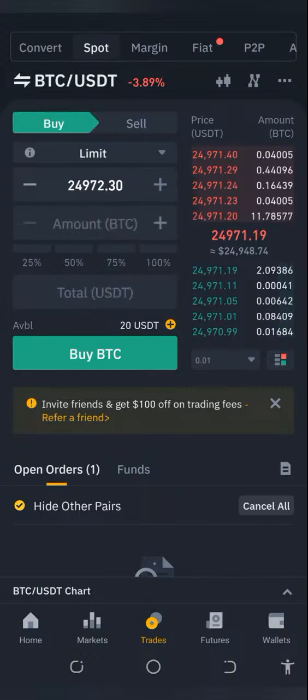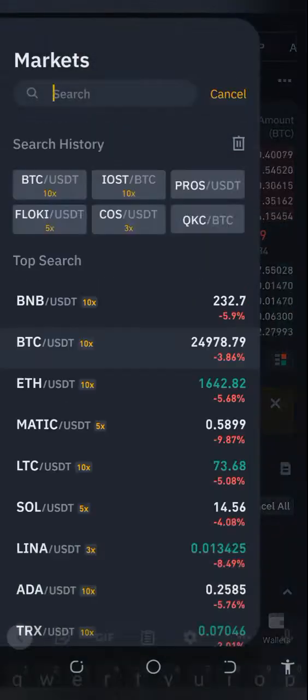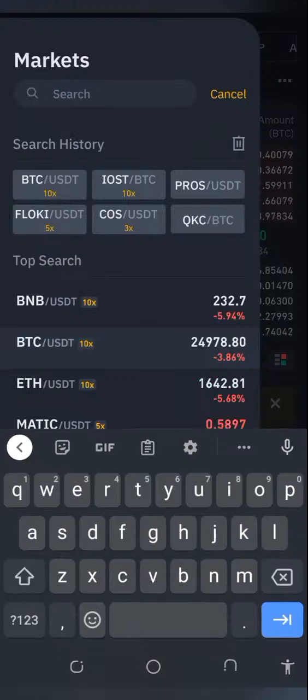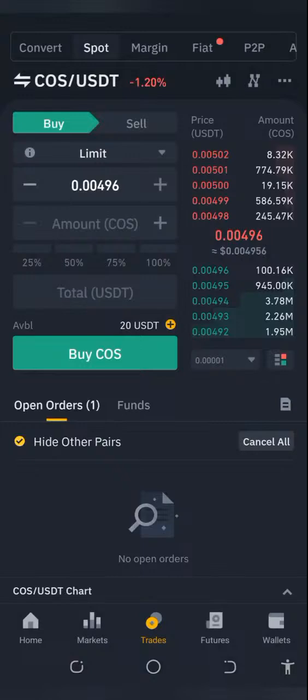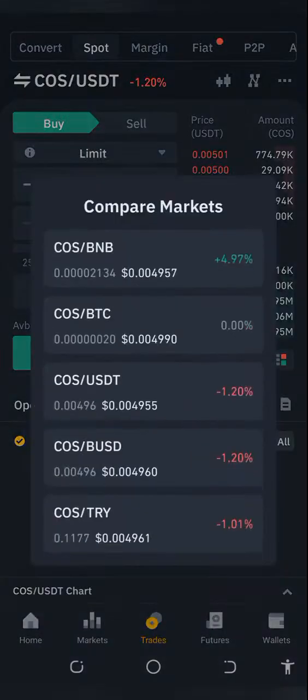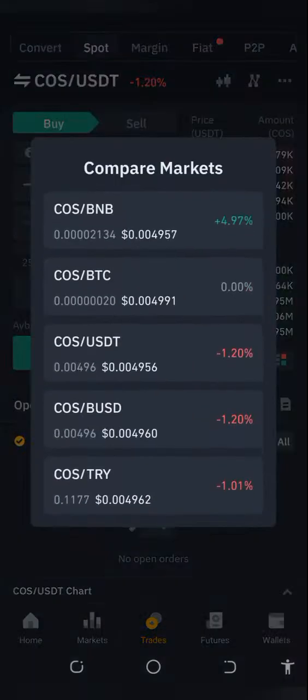I'm going to give you a quick example of this. Let's look for a coin that can work. Let's just use COS, for instance, COS USDT. Looking at this, COS is the target coin and USDT is the base coin. Then we're going to choose a profit coin. To know which one is the profit coin or the base coin, you need to go to compare markets and check. It's the smallest price here that will be your base coin. So let's check what the smallest price is. As you can see here, we're looking at COS BNB, COS BTC.